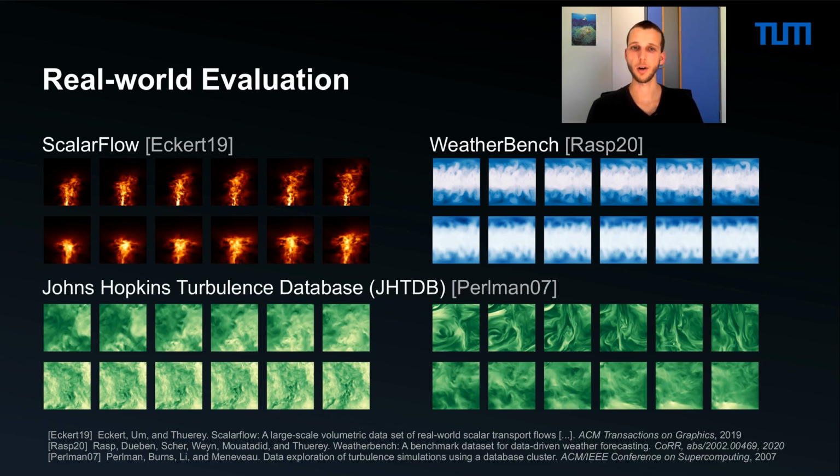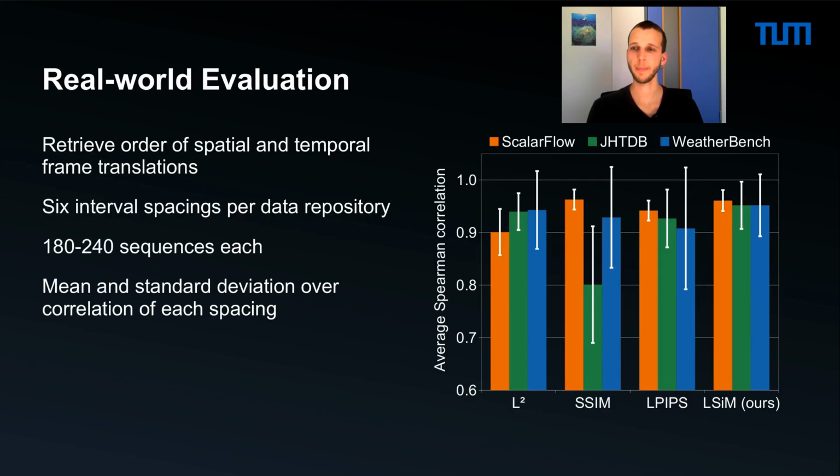In this case, the goal of the model always was to infer a spatial or temporal ordering in which the frames were created. For these data sets, we had 6 different interval spacings for every data repository with about 200 sequences each. In the diagram on the right, you can see the mean and standard deviation of the averaged Spearman correlations over the different interval spacings. You can see that our metric on the far right outperforms the 3 other models by consistently having a higher mean and a lower standard deviation.